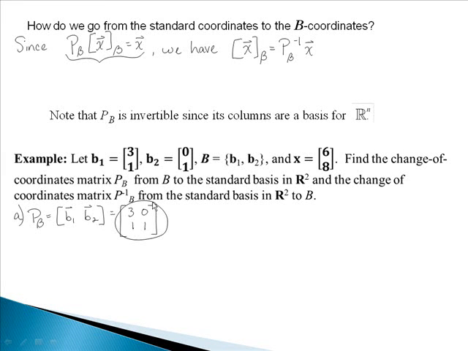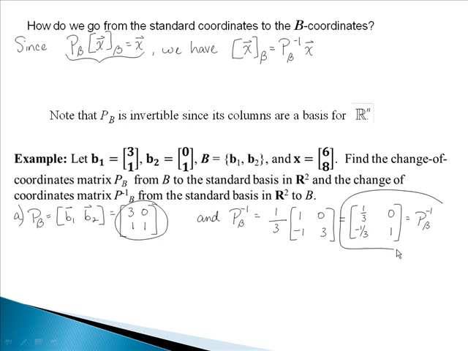But now we need to find the inverse of that. So what we're going to do is take the determinant, which will be 1 over 3 minus 0, so we have 1/3, times 1, 0, negative 1, 3. And so then we have 1/3, 0, negative 1/3, and 1. So this is the inverse of our change of coordinates matrix.